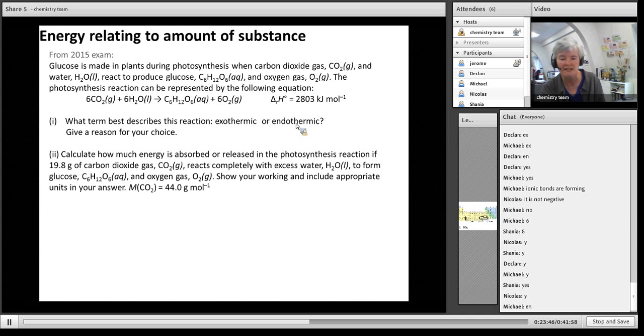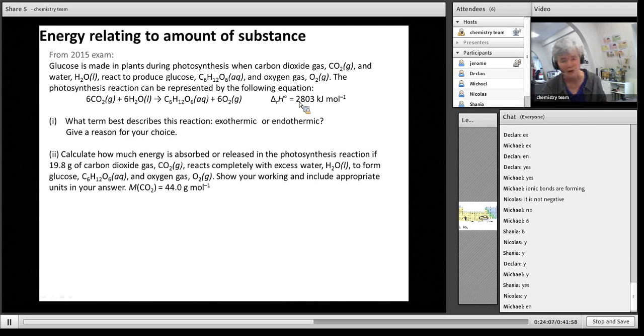Anybody want to have a guess? Endothermic. Well done. Okay, and you know that by a number of ways. It's a positive number, which means that energy had to be put in. If it was a negative number, it means energy would have gone out. So we've had to put in energy because it's a positive number.